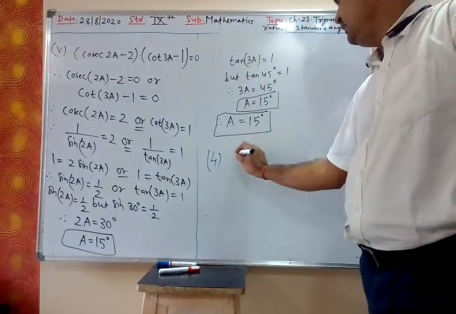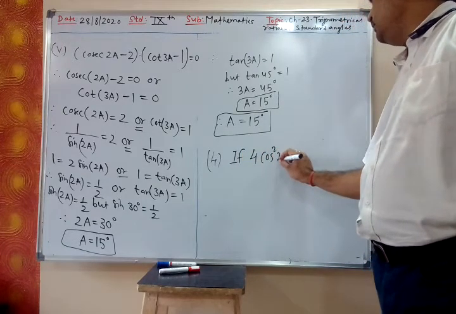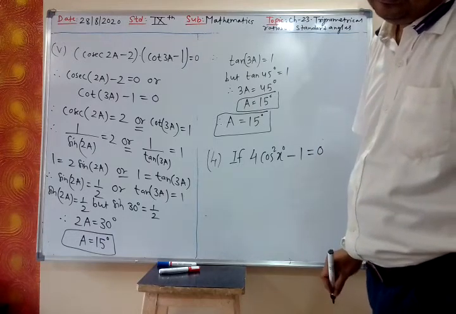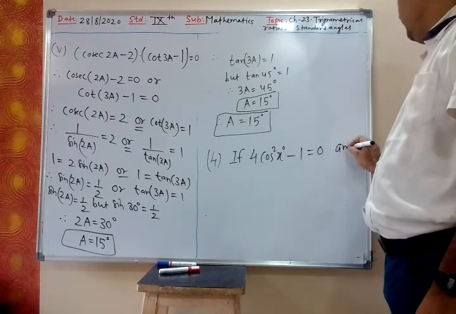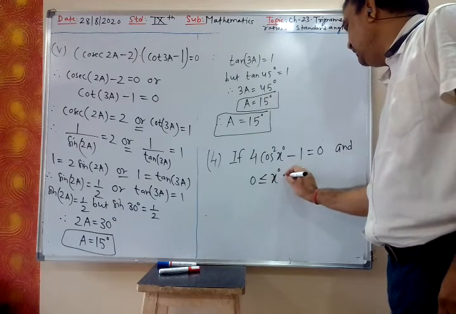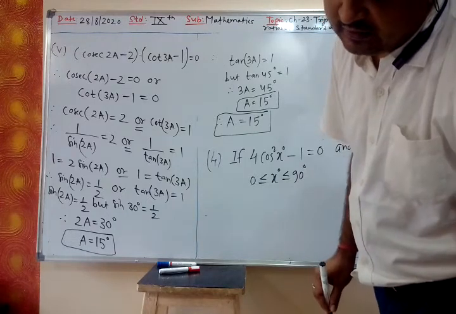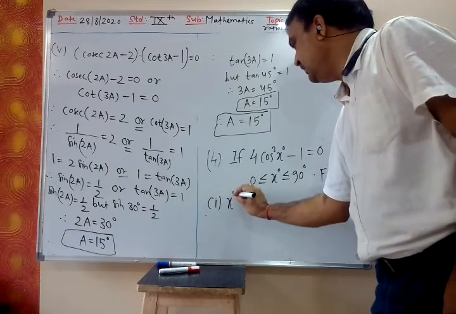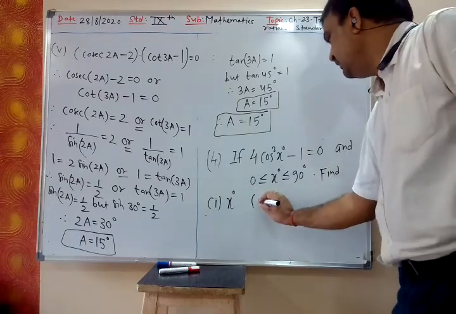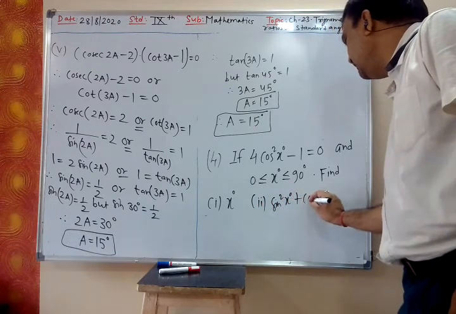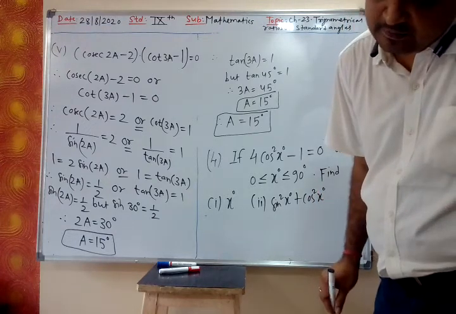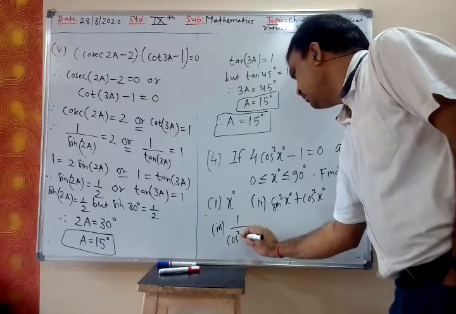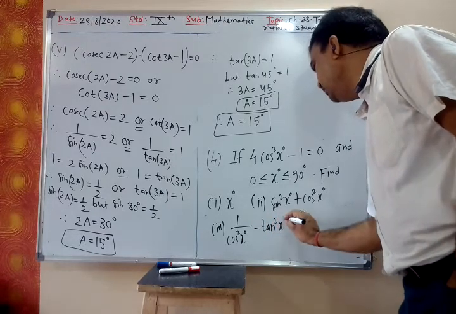If 4 cos square x degree, my angle is x degree, minus 1 is equal to 0, and x degree lies between 0 and 90 degree, find: first, x degree; second, sin square x degree plus cos square x degree; and third, 1 upon cos square x degree minus tan square x degree.